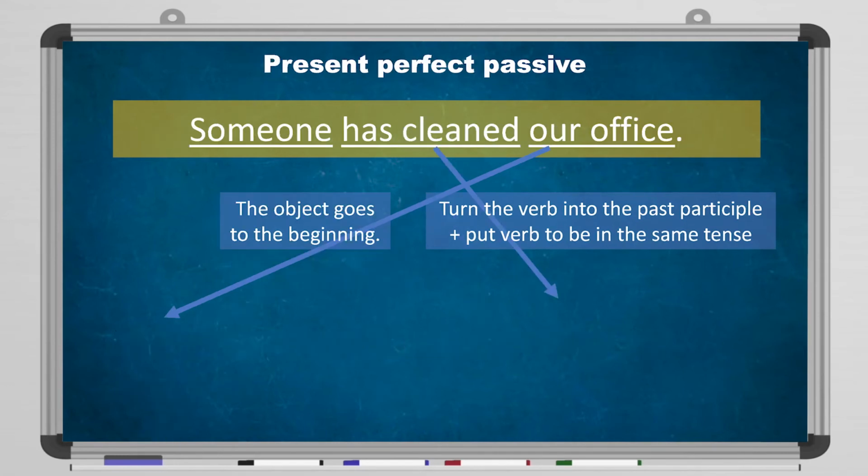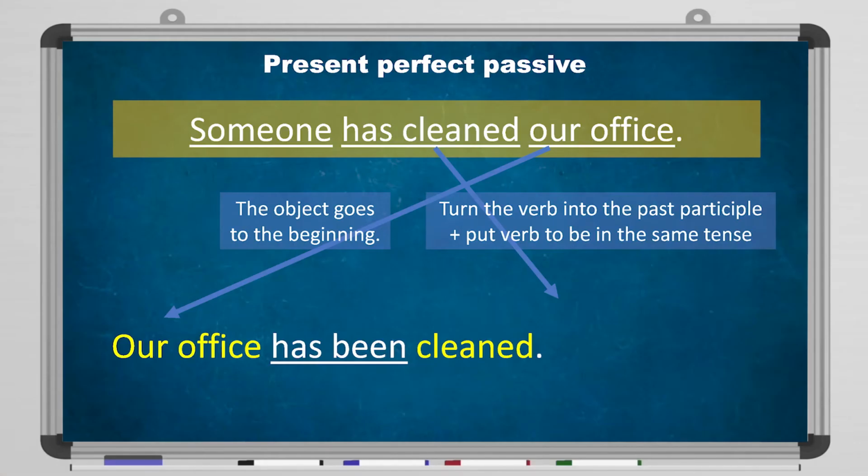Let's take a look at the present perfect passive. Someone has cleaned our office. Here we have has. Think about it. Has cleaned. We will think about the three. Is it be, been, or being? Let's follow the steps. Let's put the object at the beginning of the sentence and then look for a suitable verb to be and then put the verb in the past participle. Our office has been cleaned.